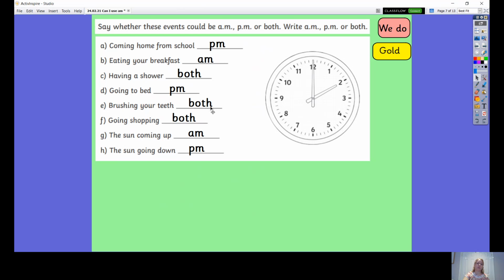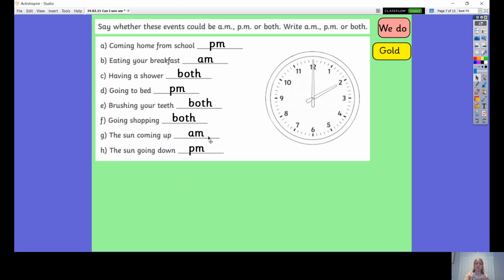Unless they're having a little nap, of course. So if you put both for that one, that's fine. Brushing your teeth, I hope you put both for that one, you cheeky things. Brush your teeth in the morning and in the evenings, don't you? Going shopping, both. You can go shopping in the morning or in the afternoon or evening. And lots of shops, the big Tesco's by you is open 24 hours, isn't it? So you can go shopping whenever you want to.